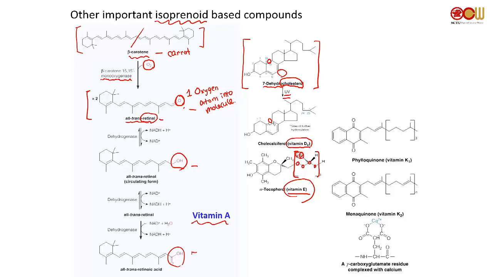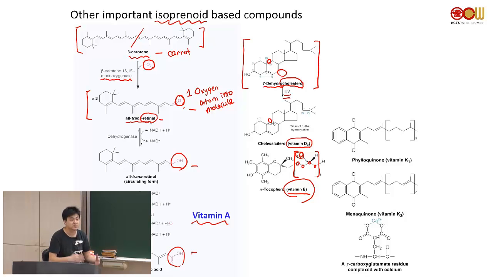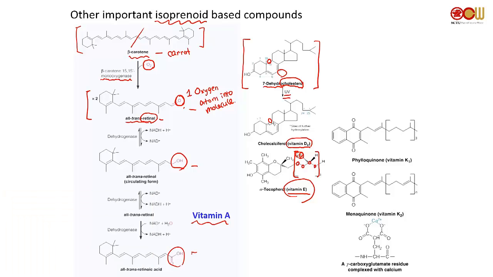So here's a methyl group. So it's going to tell you that, yeah, maybe this guy is also an isoprenoid-based compound. Okay? So vitamin E indeed is a type of isoprenoids-based compound. Right? In addition, we saw quinone. In this particular example it is phylloquinone, which is vitamin K1.